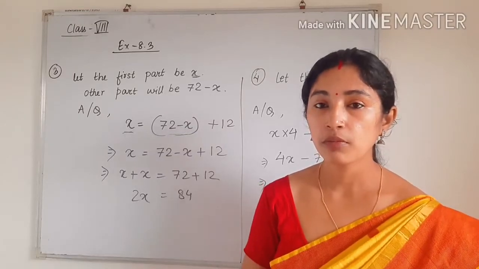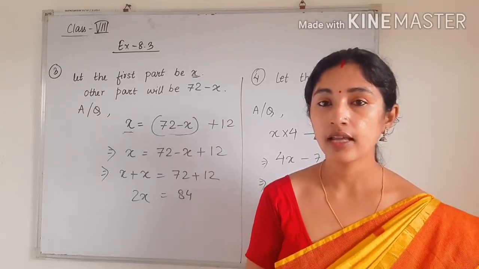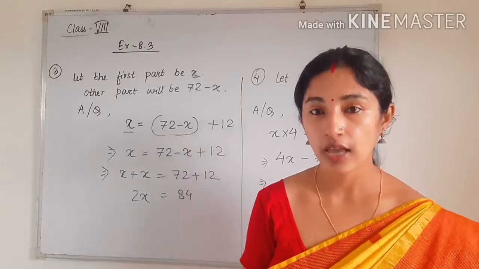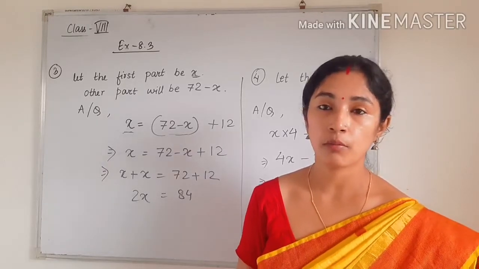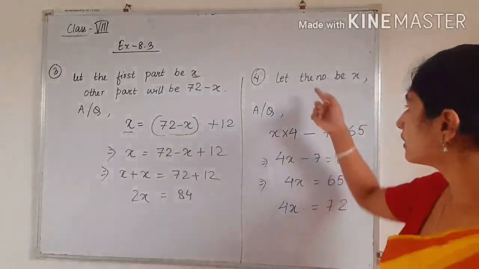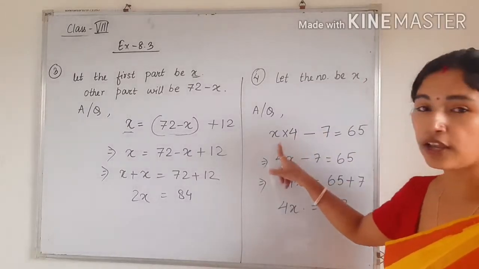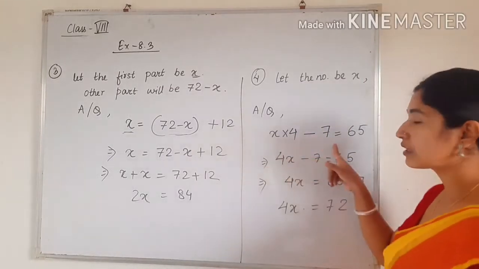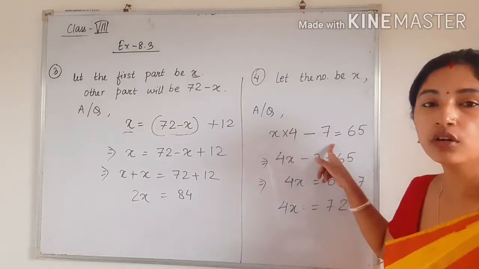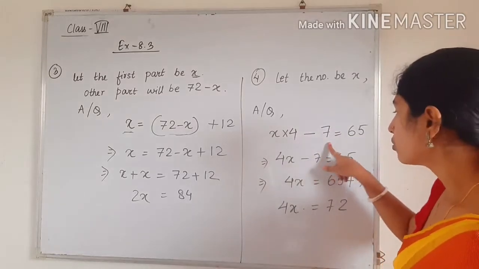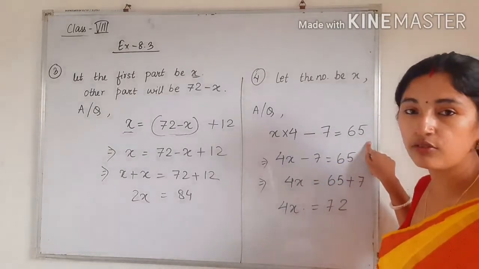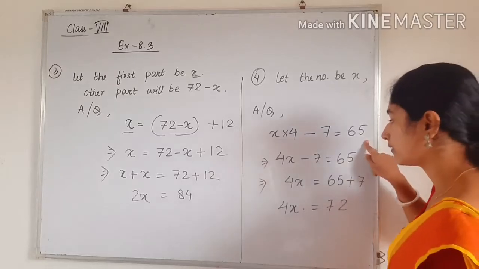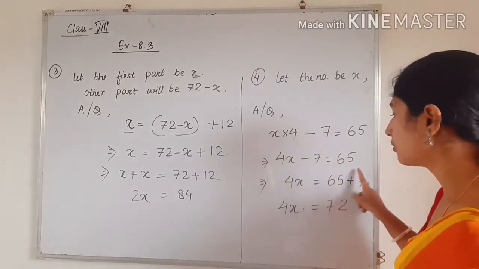So from which number? They are telling that you have to multiply 4 with x. x means that unknown number. So first of all we are taking that number to be x and we are multiplying 4 to it, and we are subtracting 7 as it is given. You have to diminish it by 7. So you will get the result as 65. So equal to 65.